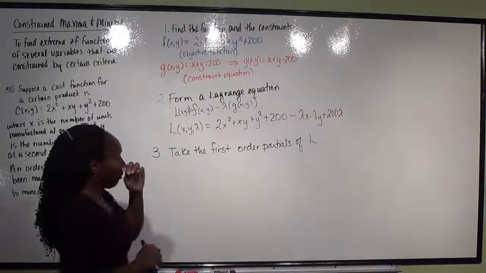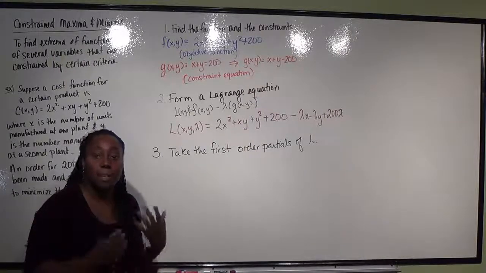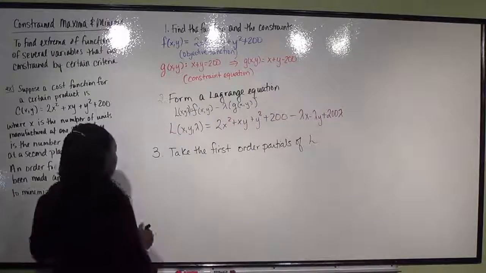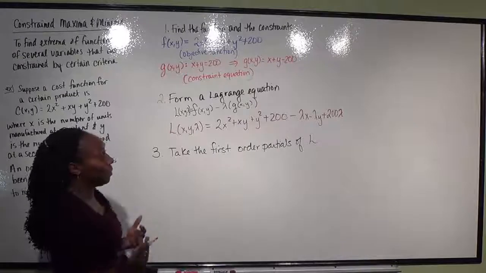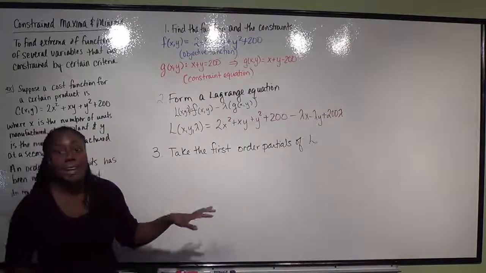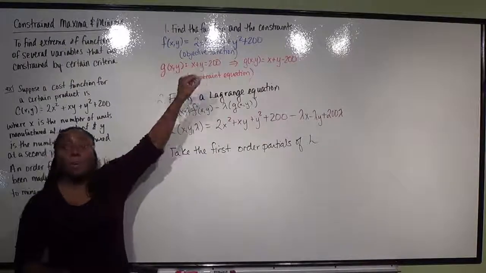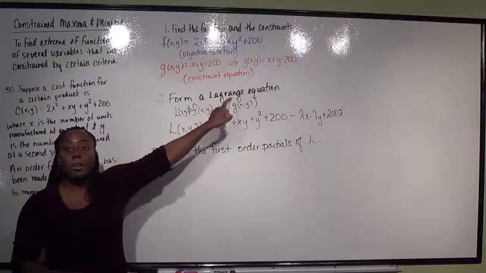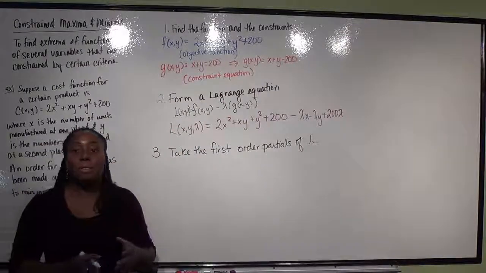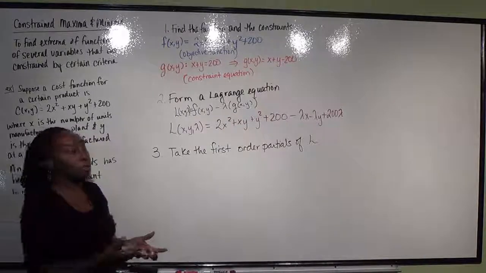So I'm going to take my first order partials of L. And again, mostly I'm doing this because I need my critical points. Now, the difference between what we did with the Hessian and this is that when I find my critical points, these critical points satisfy our function f, but are also satisfied by our g. And so the nice thing about this is it gives me my optimized solution without having to do something extra.